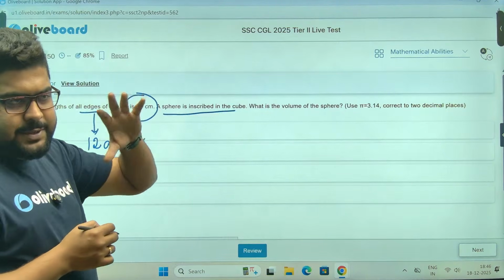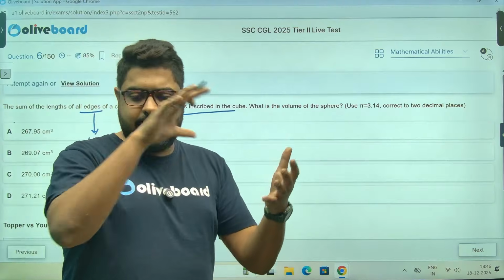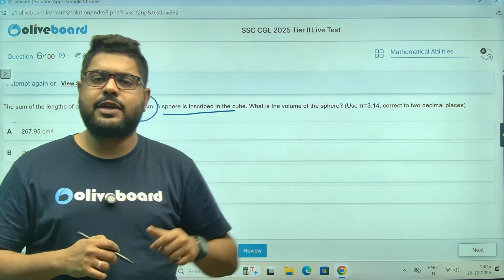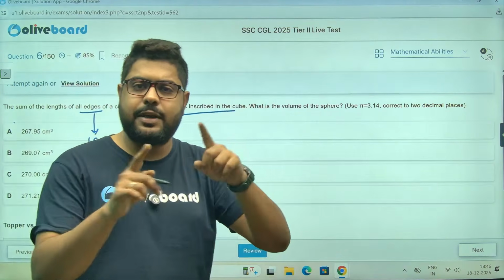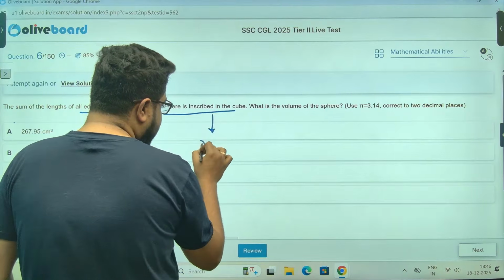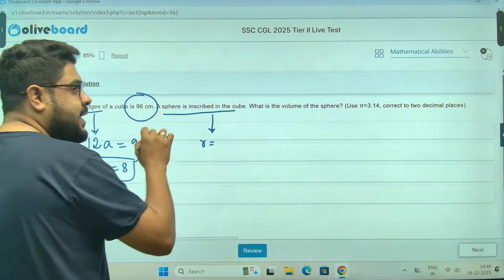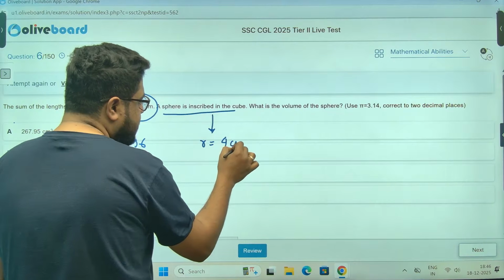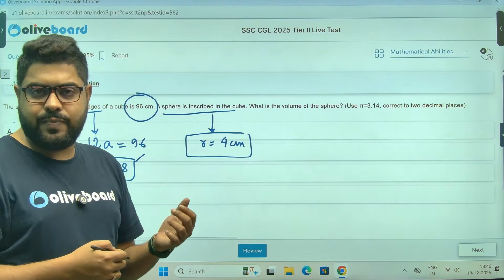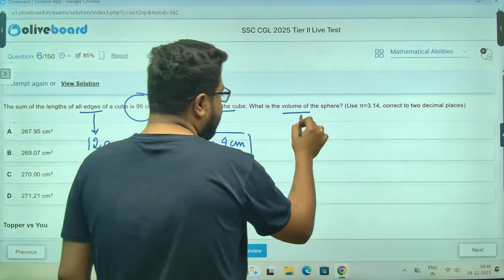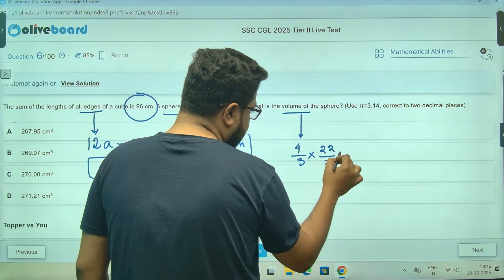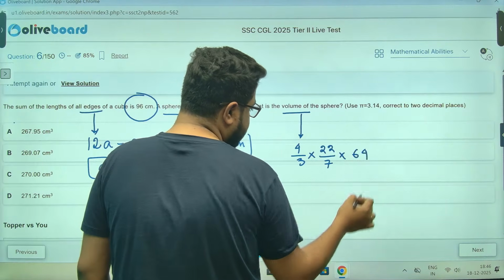First, a sphere is inscribed. Sir, please understand, try to visualize. When a sphere is inside a cube, that means the diameter of the sphere is equal to one of the dimensions of the cube, which is 8. So radius of the sphere will be 4, sir. Because 8 is diameter, radius is half, 4. Done. Volume will be 4 by 3 into pi into r cube. R cube is 4 cube, 64.